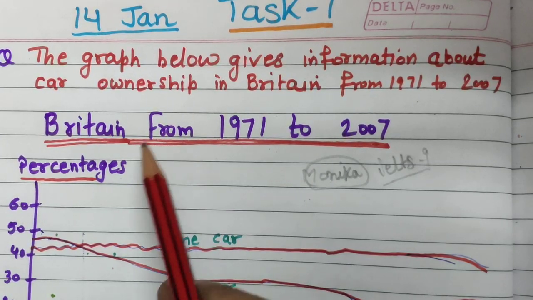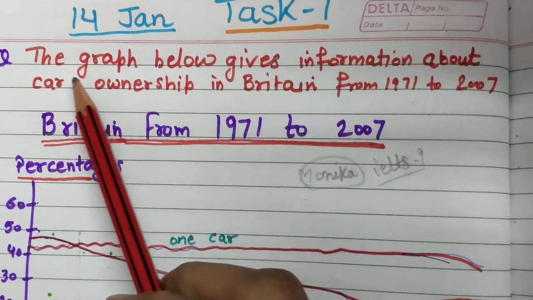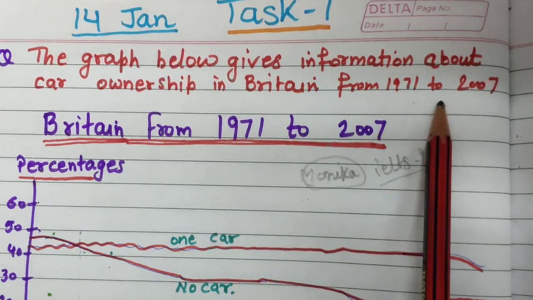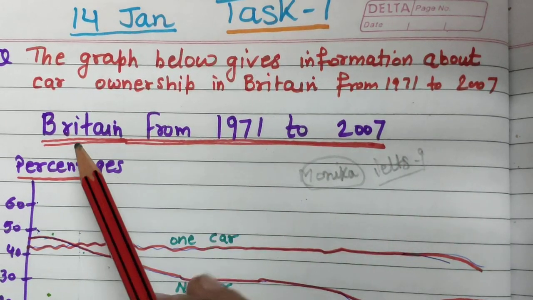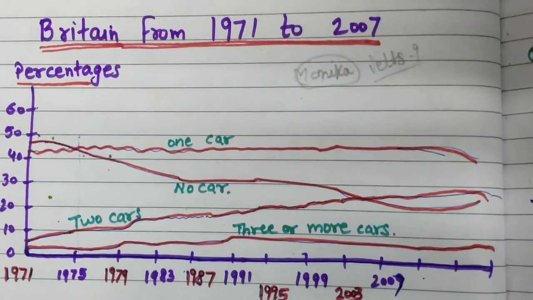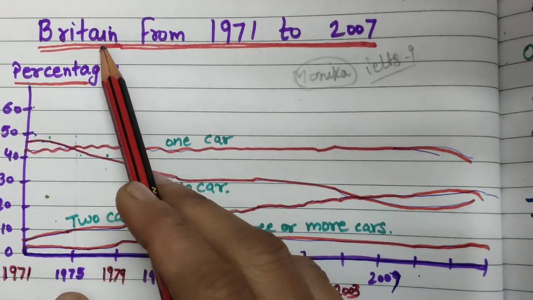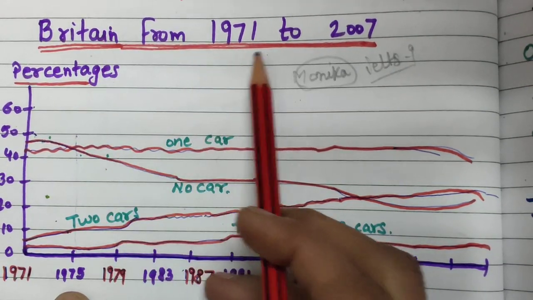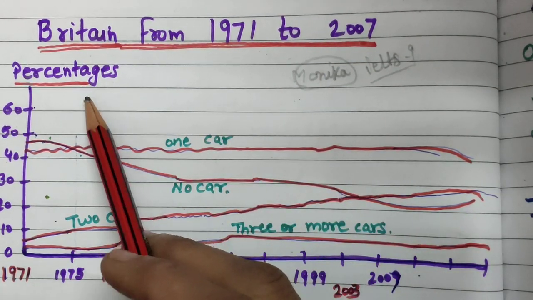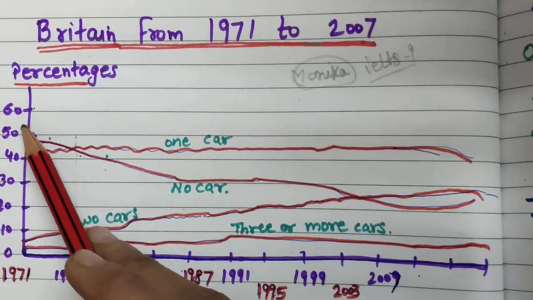So what the question statement is saying: the graph below gives information about car ownership in Britain from 1971 to 2007. Okay, so this is a line graph as you can see here. In the line graph they have given this title, Britain from 1971 to 2007, and this is percentages. Okay, so this is percentages. So 10%, 20%, 30%, 40%.